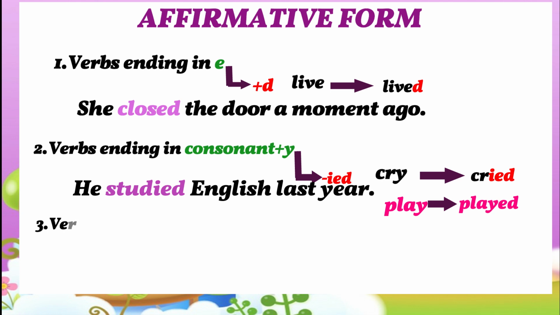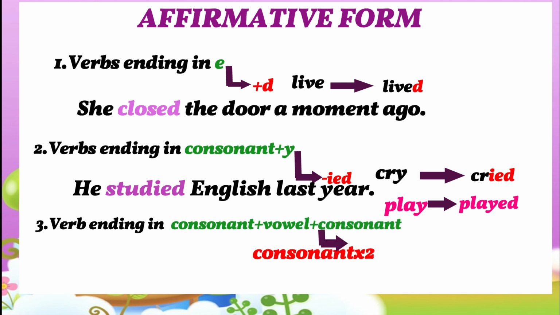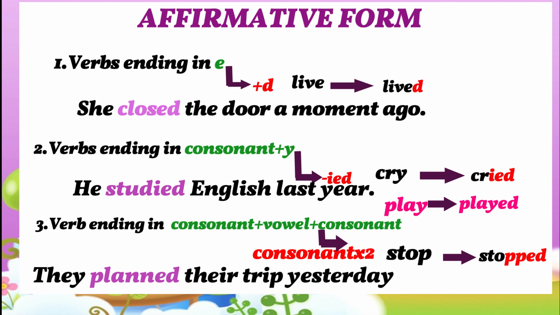3. Verbs ending in a consonant plus vowel plus consonant at the end, what I always call CVC, like in stop, stopped, we double the last consonant, P, stopped, double P. Look at this example with another verb, plan. At the end we have L-A-N, consonant, vowel, consonant. So we say they planned their trip yesterday. We double the N. So remember these rules. For the other verbs, we always add ed, and that's it.